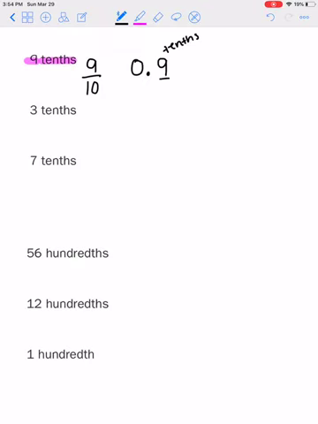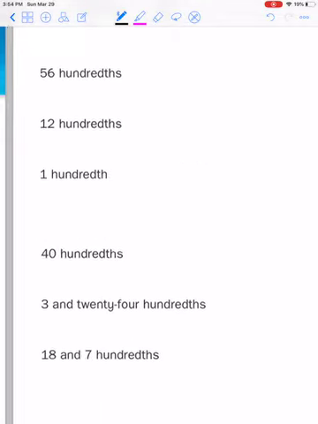3/10, you would do the same thing, 0.3. If you were going to write it as a fraction, 3/10. Okay, 7/10, 0 and 7/10, or 7 over 10. Okay, so we're going to keep moving on.